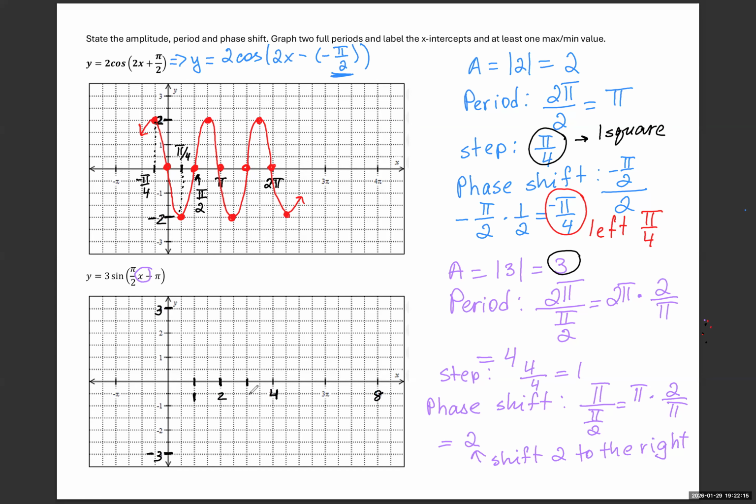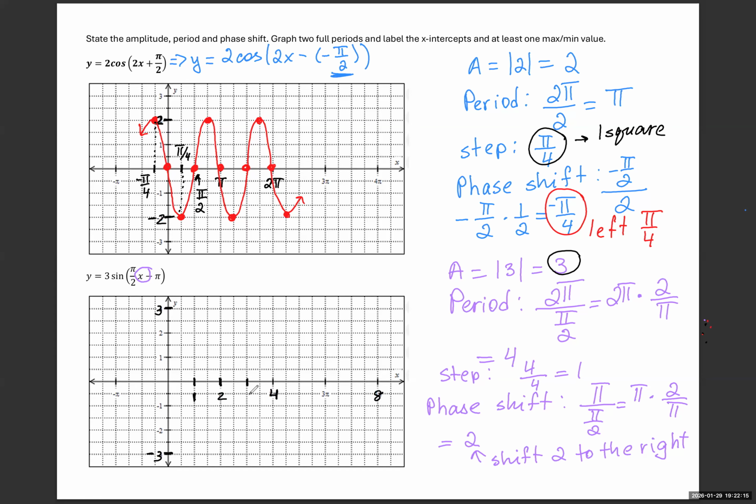All right, let's put it all together. Switch color. Let's see. The typical sine function starts at 0, 0. This is the typical starting point. We have to shift it 2 to the right or 4 squares to the right. So this is your starting point for the sine function. I'm going to go ahead and get rid of the other starting point so it doesn't confuse me.